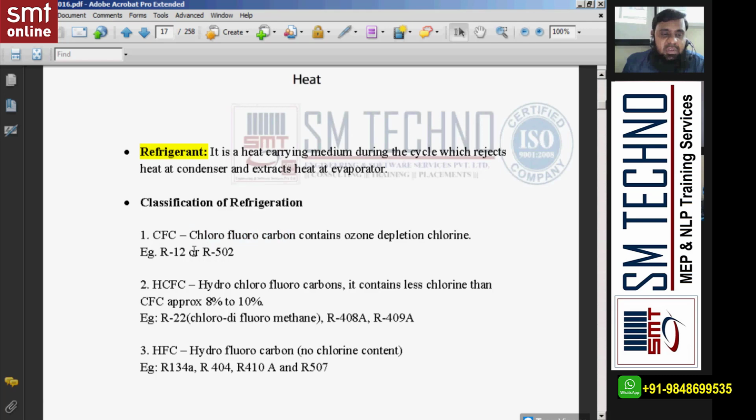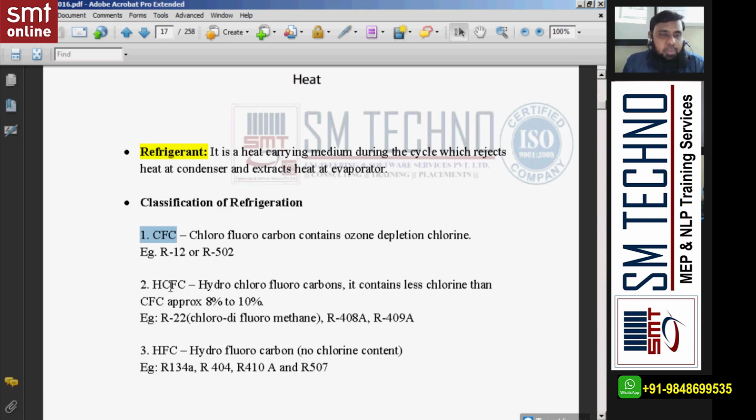At the time, the best example was R12, and this code R12, 502, etc. was given by the first big company in refrigerants, called Freons, to avoid confusion in communication, to place orders, to handle, etc. Instead of reading the chemical name or chemical formula to place the order, they gave this code. So R12 means you'll find the chemical name, chemical formula, etc. So this is just for information on what we are learning.